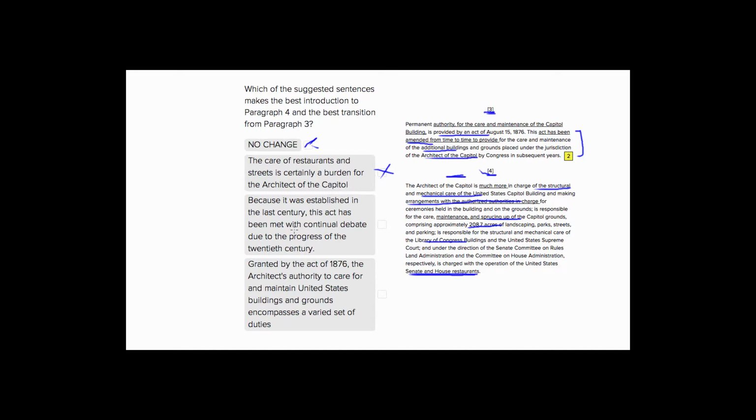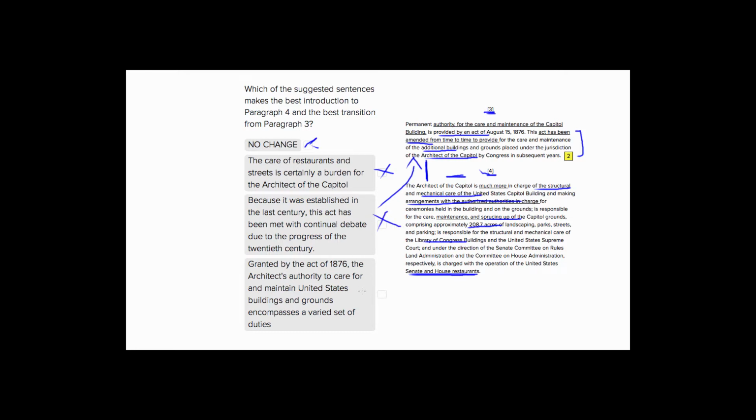Number 3. Because it was established in the last century, this act has been met with continual debate due to the progress of the 20th century. That's talking about this act that paragraph 3 is talking about, but paragraph 4 immediately goes to the duties of the architect of the Capitol. We're not talking about legislation anymore. So it's a really bad transition. So it's good for paragraph 3, but it's bad as a transition between the two. So that's not a good choice.